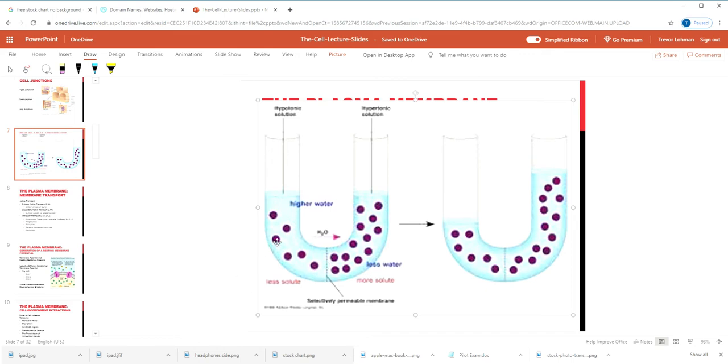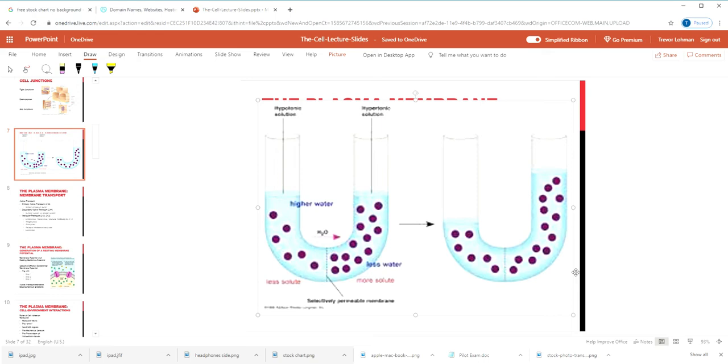Nothing? No, because water is permeable. Water can move through this membrane. So where do we have a higher concentration of water? We have a higher concentration of water on the left. So the water is going to move to the right, and that's what's happened in this picture here on the right-hand side. The volume of water has decreased on the left and increased on the right, and now we have the same concentration of sugar on both sides of the selectively permeable membrane.